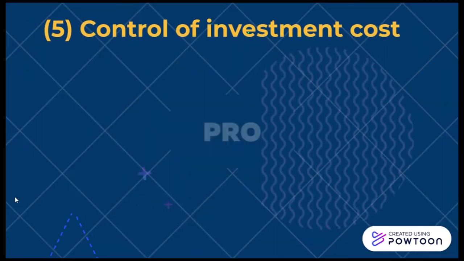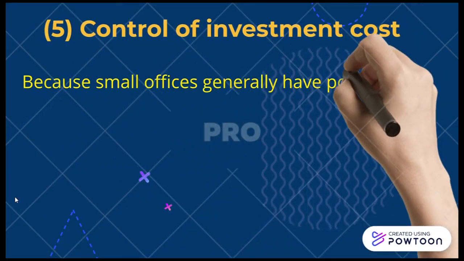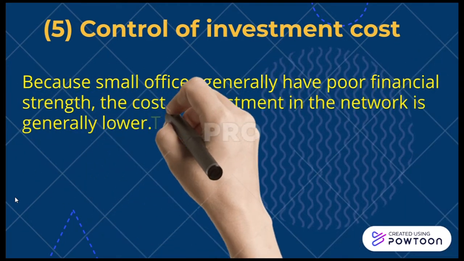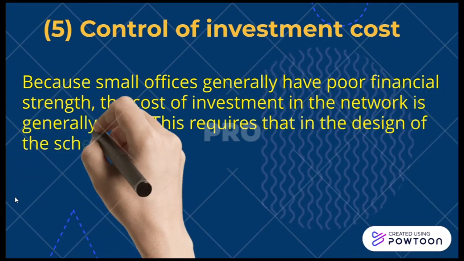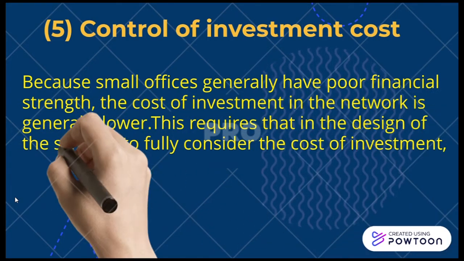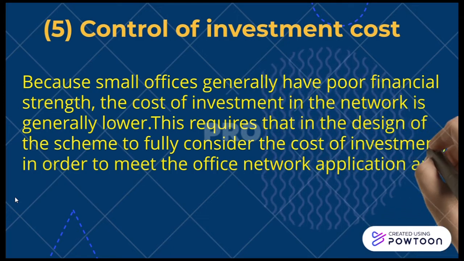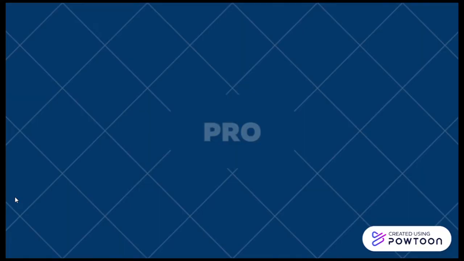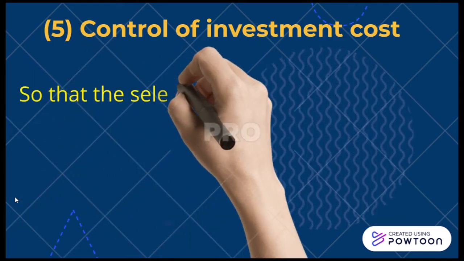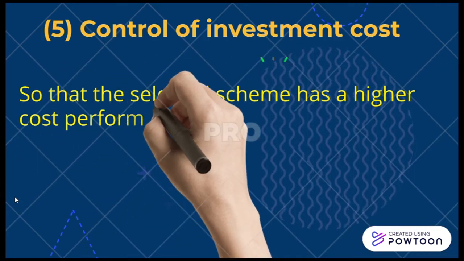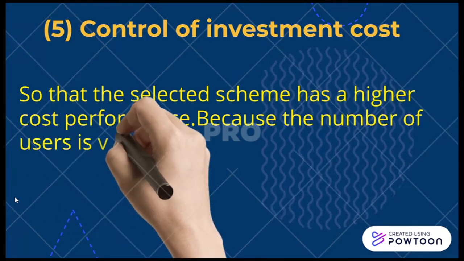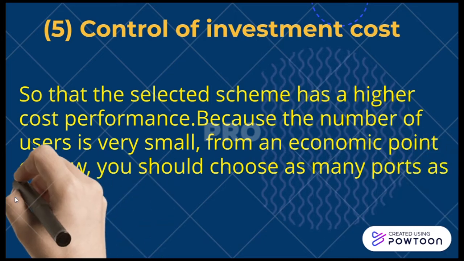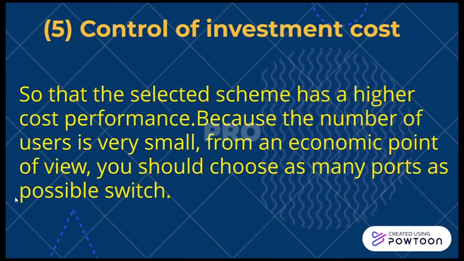Fifth, control of investment cost. Because small offices generally have poor financial strength, the cost of investment in the network is generally lower. This requires that in the design you fully consider the cost of investment, in order to make the office network application and future development the premise while reducing the cost as far as possible. Also, the selected equipment should have a higher cost performance because the number of users is very small. From an economic point of view, you should choose a switch with as many ports as possible.